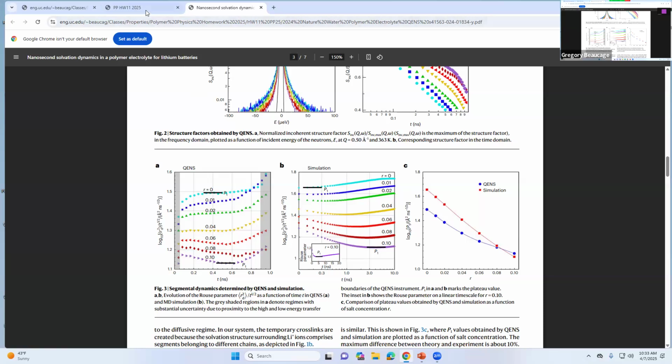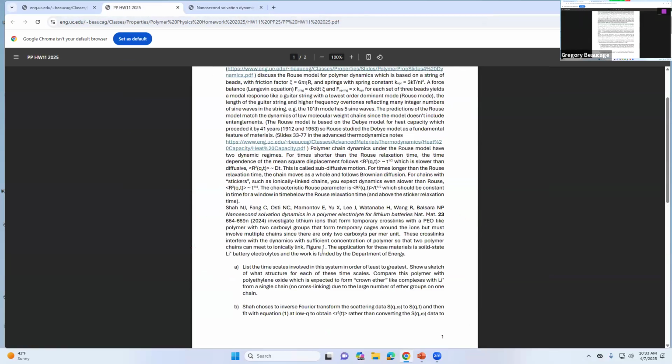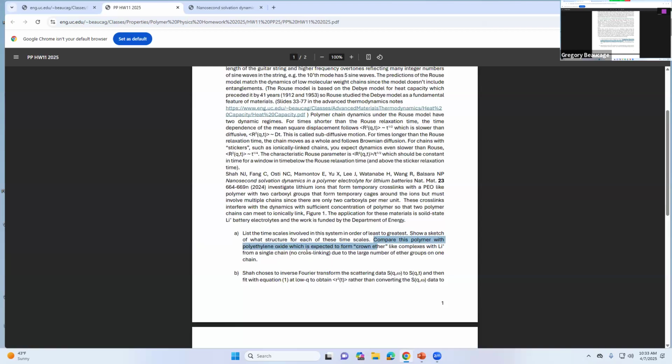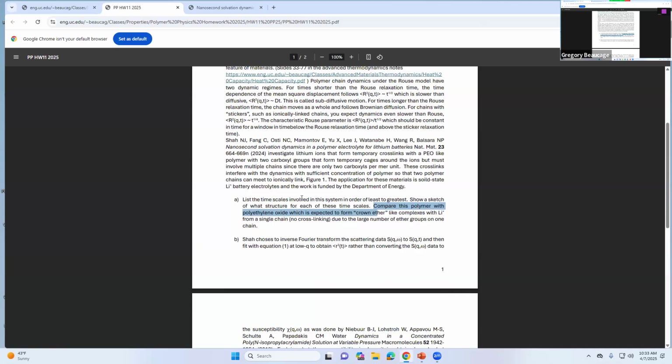Would the paper compare this crown ether polymer to polyethylene oxide? Yeah, I didn't do that. Let's see. Okay, what does it say? List the timescales and then compare it to crown ether. Yeah, I didn't actually look at that, but polyethylene oxide is the standard bearer for this kind of polymer electrolyte, not a liquid electrolyte. Because it's cheap and it's everywhere, everyone uses it.